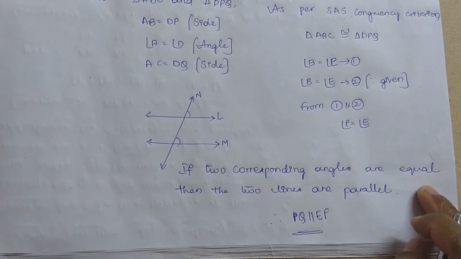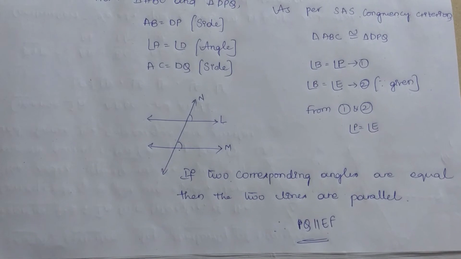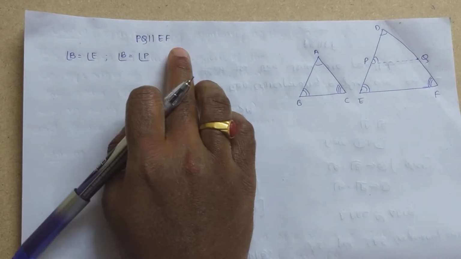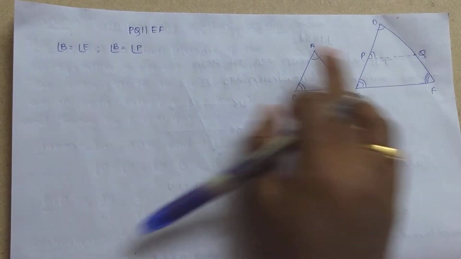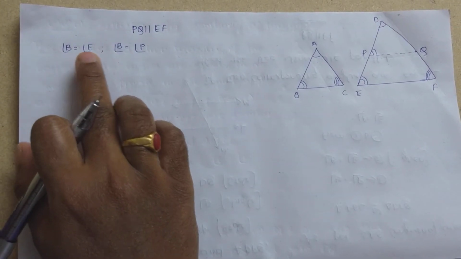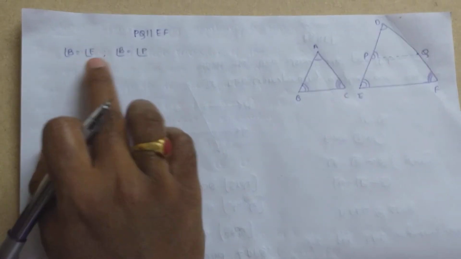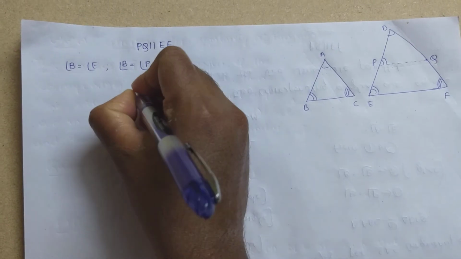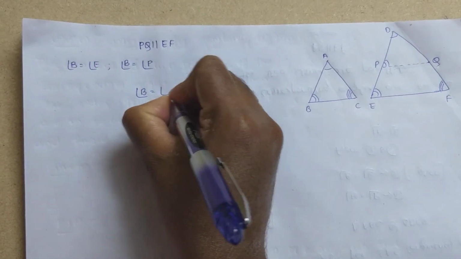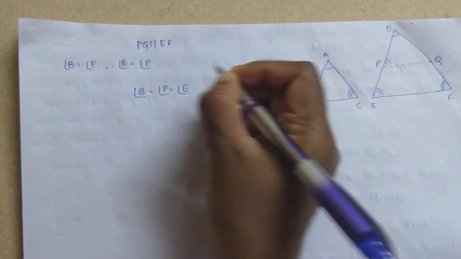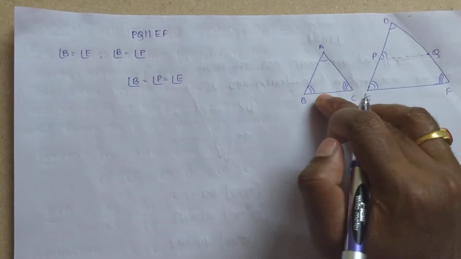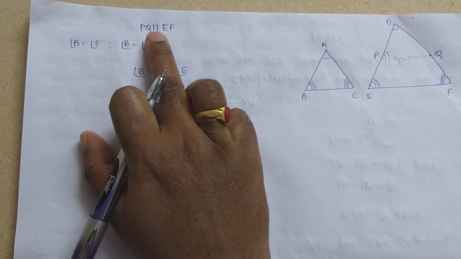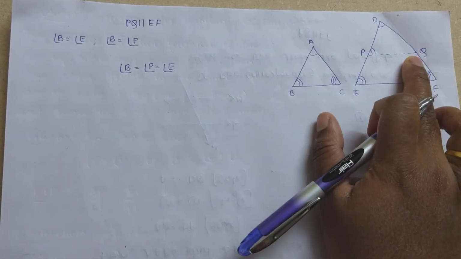So till now it is clear, right? Now let's continue this. PQ is parallel to EF, and we got that angle B equals angle E and angle P equals angle P from the SAS congruency criterion. From these two, what can we write? We can write that angle B equals angle P equals angle E. So I have written that angle B, angle P and angle E are equal. After that, PQ is parallel to EF.